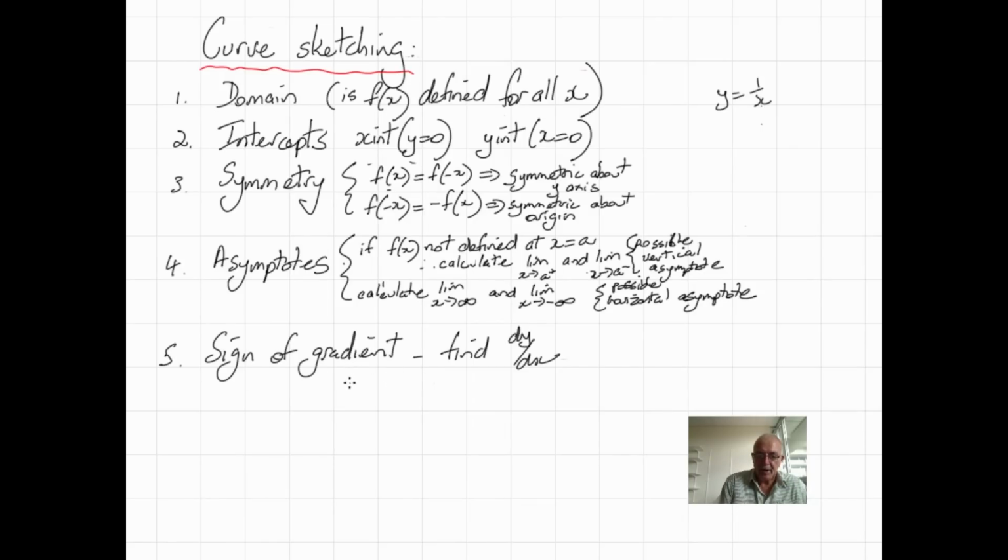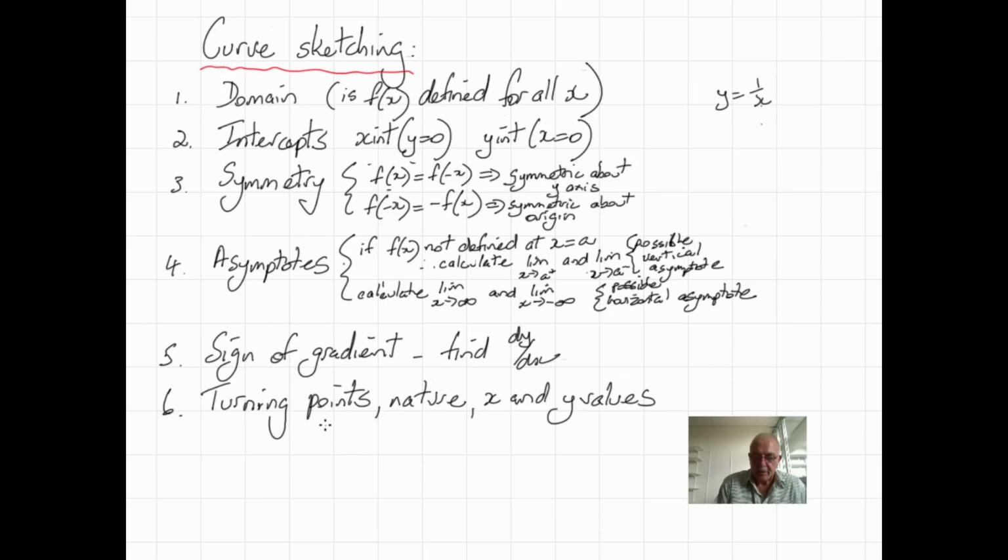The fifth step is the sign of the gradient. The sign of the gradient tells you whether the graph is rising or falling. How do you get the gradient? You find dy dx. If the graph has a negative gradient, then the graph is dropping. If it is positive, obviously the graph is rising. So that's the sign of the gradient, step 5, and we do that by finding dy dx. Step 6 is to calculate all turning points. We've already calculated dy dx, so find out where dy dx is equal to 0, find out whether they are maximums or minimums, and find the corresponding y values as well.